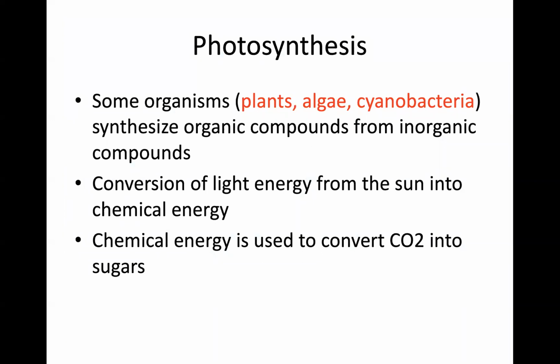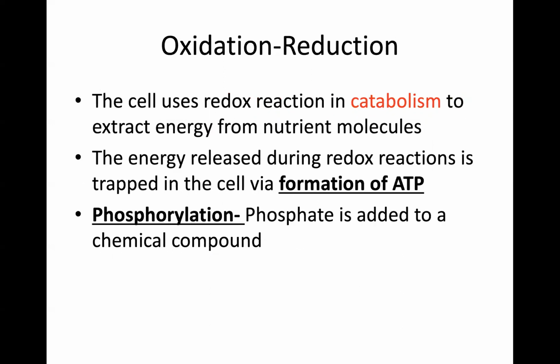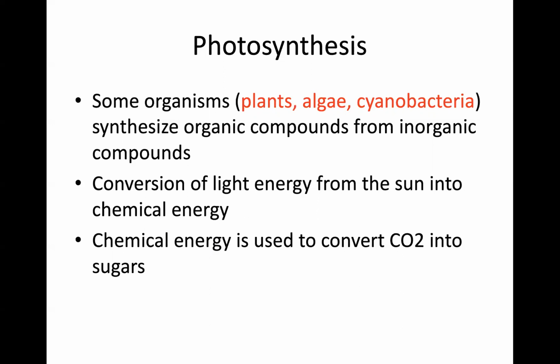We said that animals acquire their energy by consumption of food. Plants are a little bit different. Some organisms, such as plants, algae, cyanobacteria, and some types of photosynthetic bacteria, synthesize organic compounds from inorganic compounds. So we're basically talking about the conversion of light energy from the sun into chemical energy. That energy from the sun is then used to convert carbon dioxide into sugars, and that's what's happening during photosynthesis. This is definitely a process that you've heard about before.